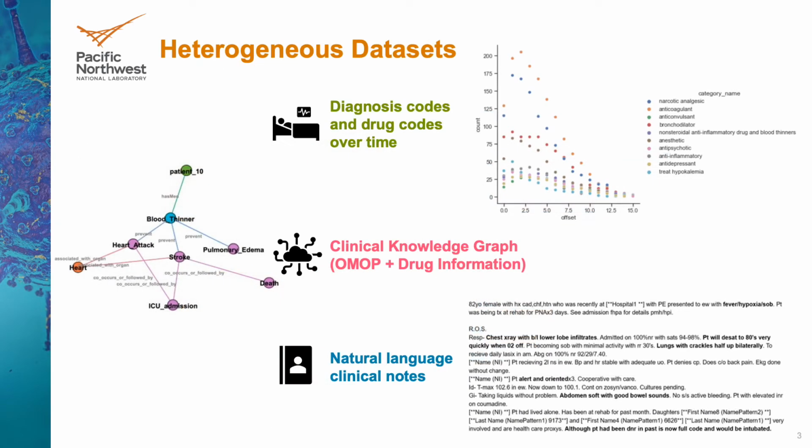The data set that we have worked with has three components. The first one is the diagnosis codes and the drug codes. We refer to those as structured data. And then we also have the clinical notes. And we also have the knowledge graph that is composed from both the OMAP ontology as well as other data sources that provide mapping between a drug code and its associated categories.